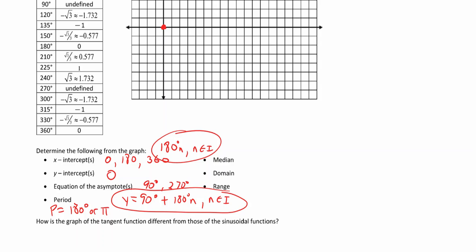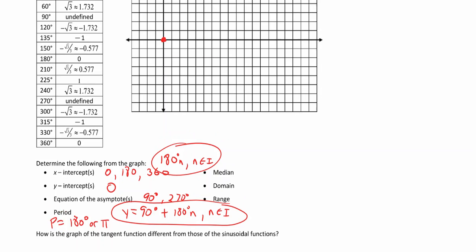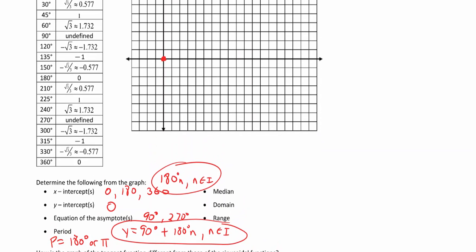All right, so the median. So this thing is still happening around the line y is equal to 0. So even though it goes to infinity, like positive infinity and negative infinity, it's still all happening around that x-axis, right? So it's still going to be 0.